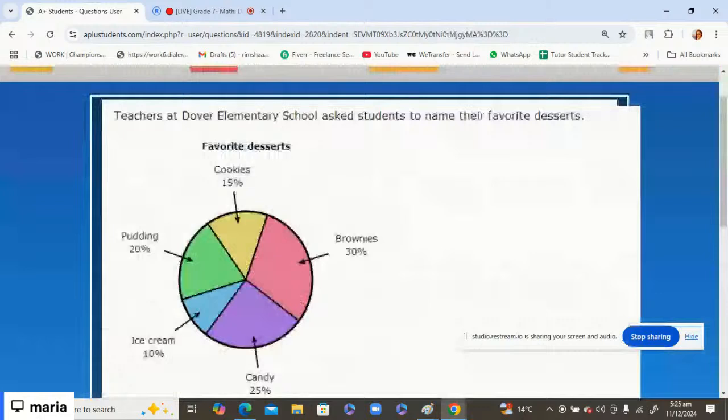Now, teachers at Dover Elementary School ask the students to name their favorite dessert. The favorite desserts are cookies 15%, brownies 30%, candy only 25%, ice cream 10%, and pudding 20%.